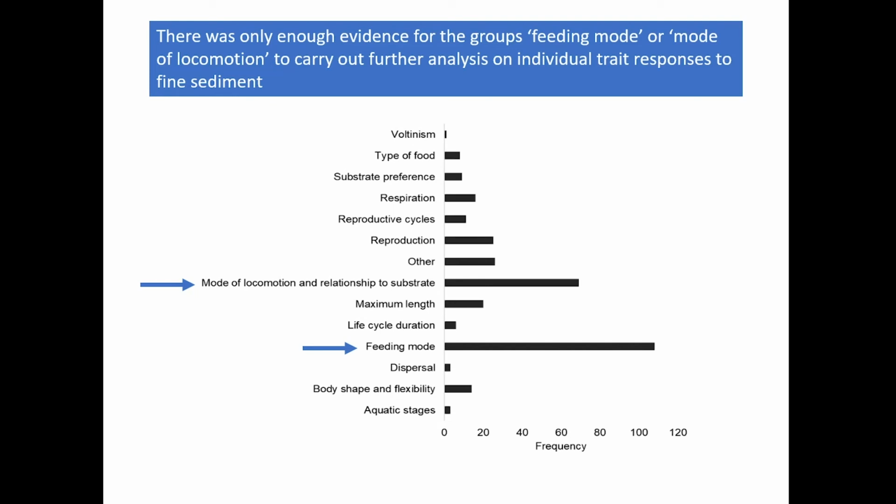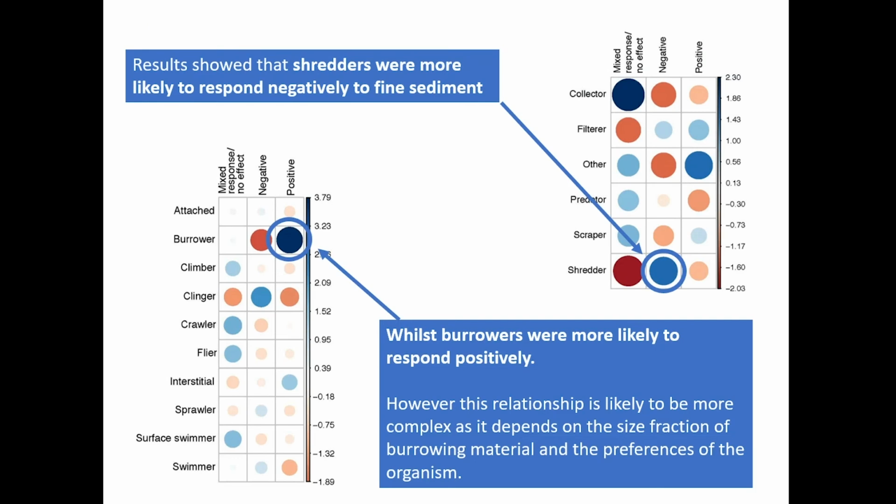So when I carried out my chi-squared analysis on this evidence for functional feeding groups, this showed that shredders were more likely to respond negatively to fine sediment. And when we think about mode of locomotion and relationship to substrate, burrowers were more likely to respond positively. However, this relationship is likely to be quite complex, as it depends on the size fraction preferences of the organism. So some taxa like burrowing in sand size fractions, whereas others prefer really fine sands and silts and clay even.